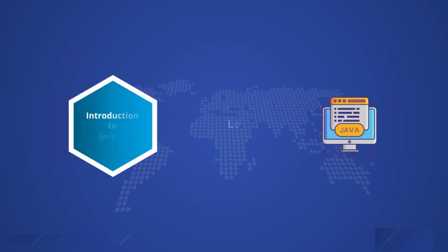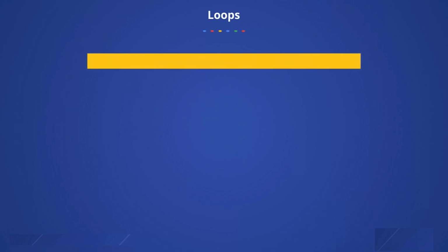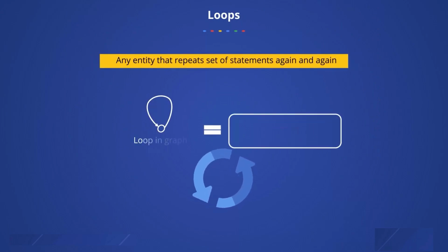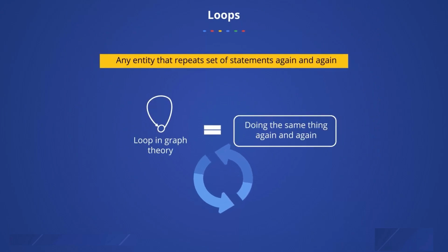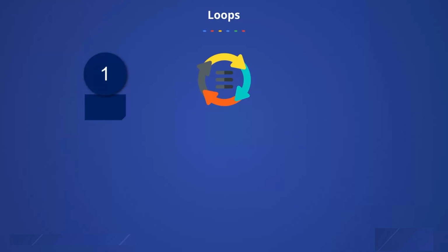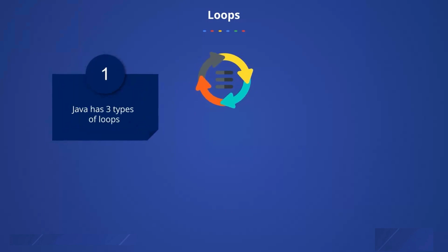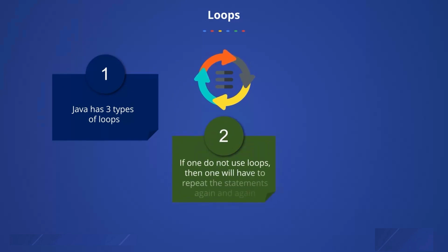So what exactly is a loop? A loop is nothing but any entity that repeats a set of statements again and again. That's what is called a loop. Now, Java has multiple loops. In fact, Java has three different types of loops, and even the for loop has multiple varieties. Anyway, like I said, a loop is nothing but using looping statements to repeat a set of statements.